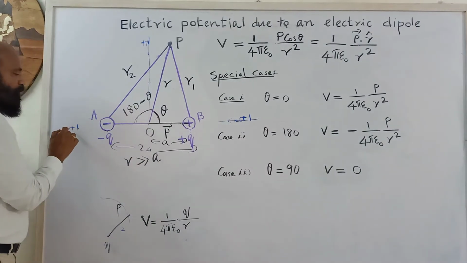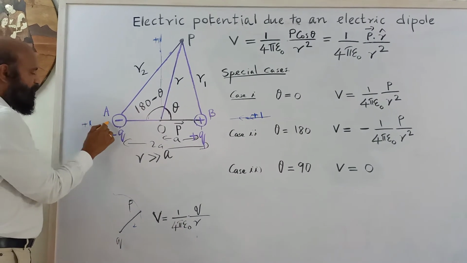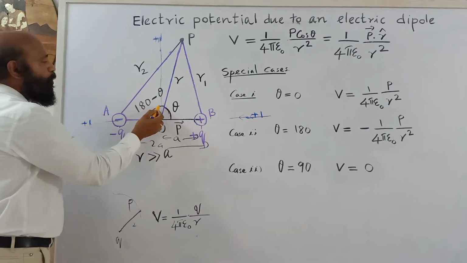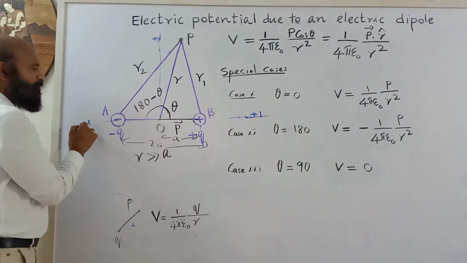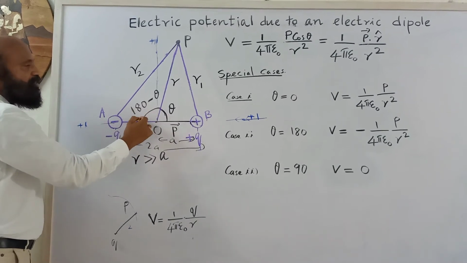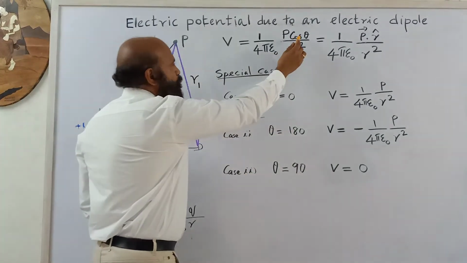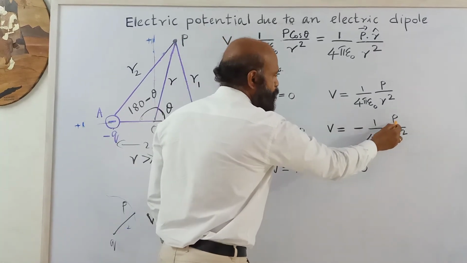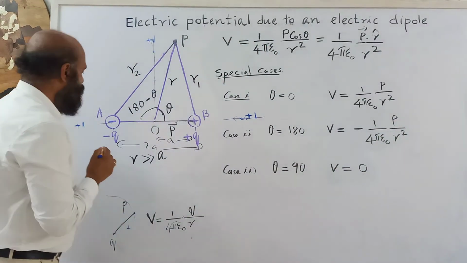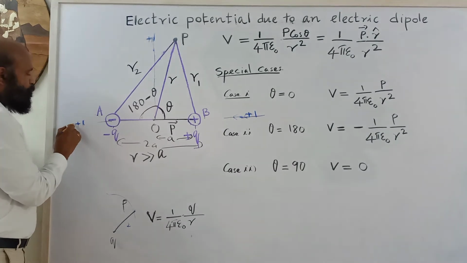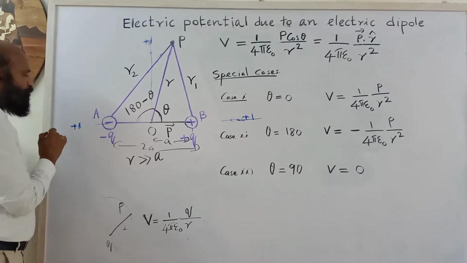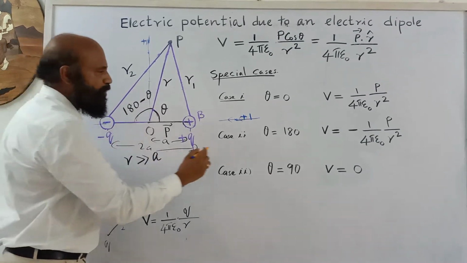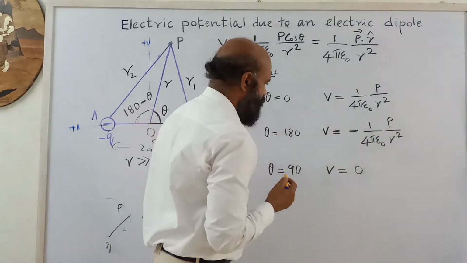That is why potential is a positive quantity. Suppose the point is on the side of the negative charge on the axial line. Now this angle will be 180. Theta will become 180. Cos 180 is minus 1. So potential will become minus 1 by 4 pi epsilon 0 P by r square. Now when we try to bring a unit positive charge, this negative charge will attract this charge. So that's why potential is a negative quantity.